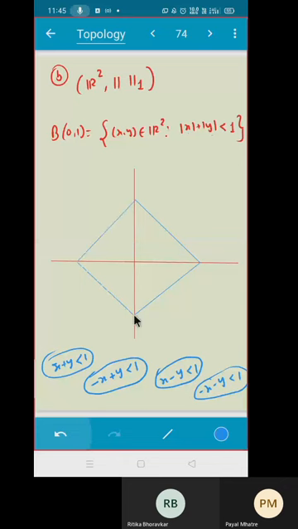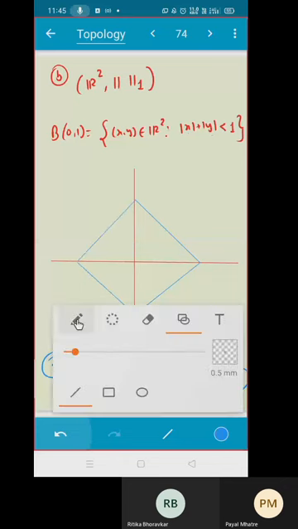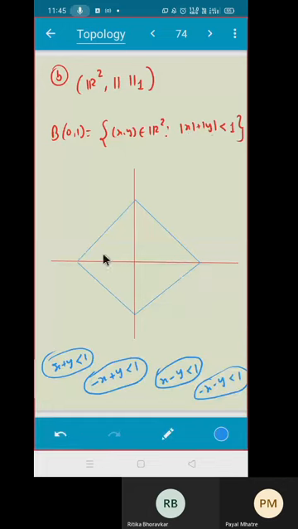Yes. What is this point? This is 1. This is minus 1. 1, minus 1. Do you agree?